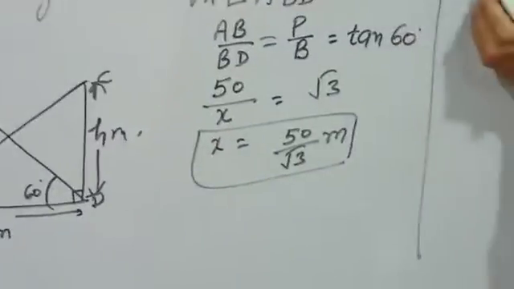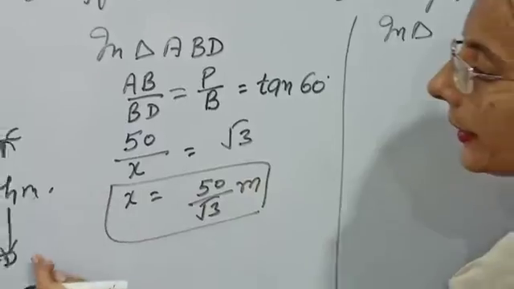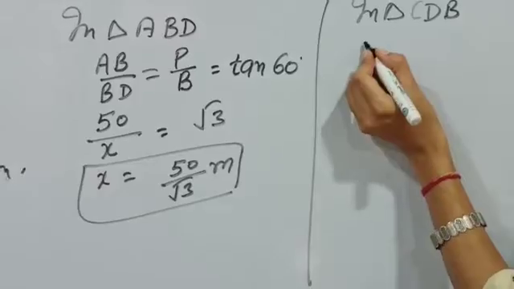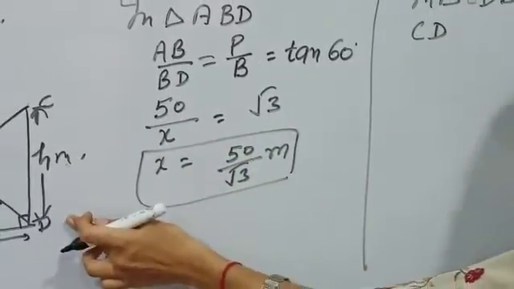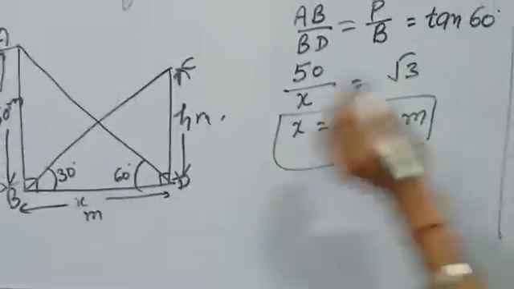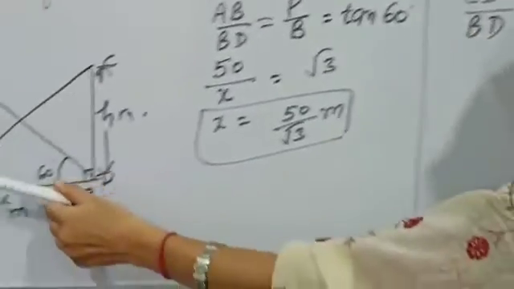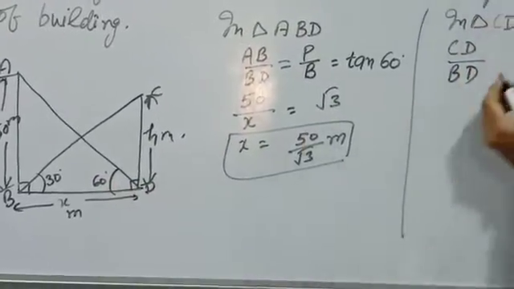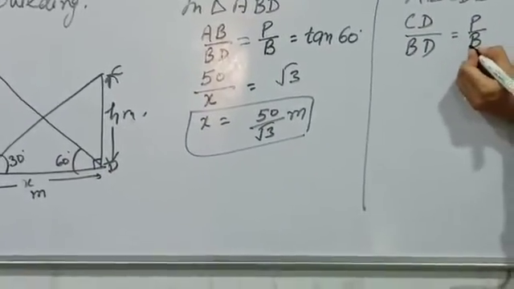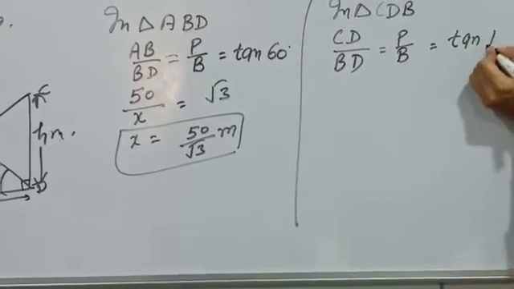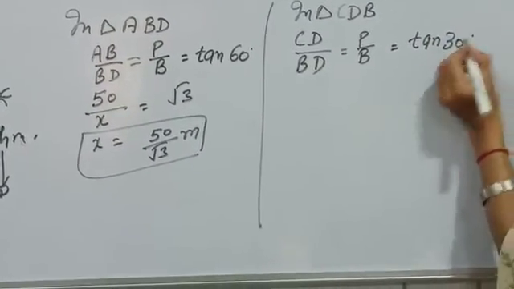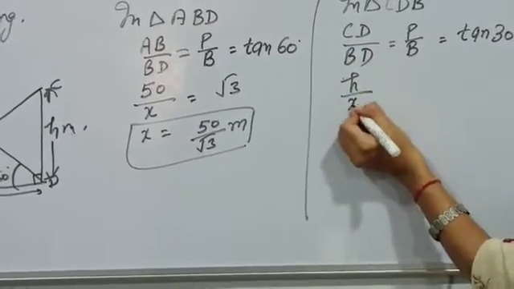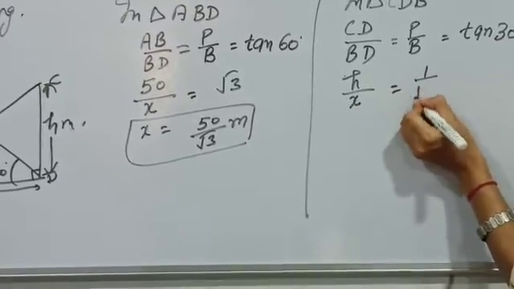So let us consider the triangle CDB, where CD is h, which we have to find, upon BD, which we already know, that is x. For the angle of 30 degrees, the opposite side is the perpendicular and the adjacent side is the base. So again we take the ratio perpendicular upon base, which is equal to tan 30 degrees. Here the side CD we take as variable h, upon x, is equal to tan 30, which is 1 upon root 3.